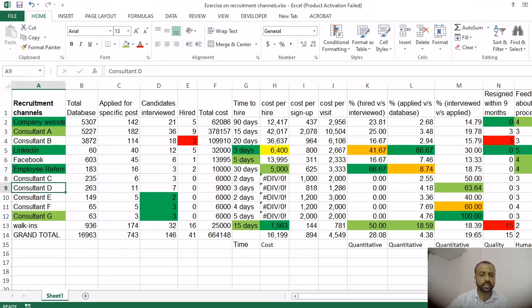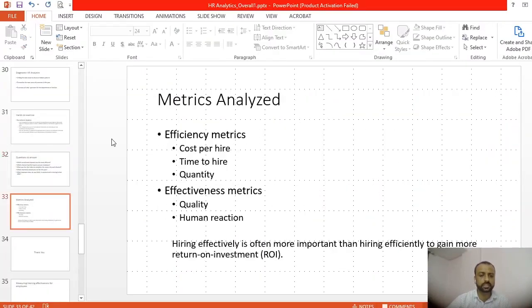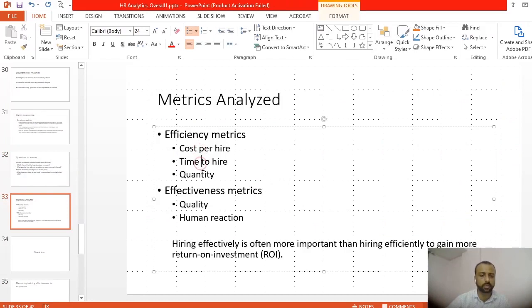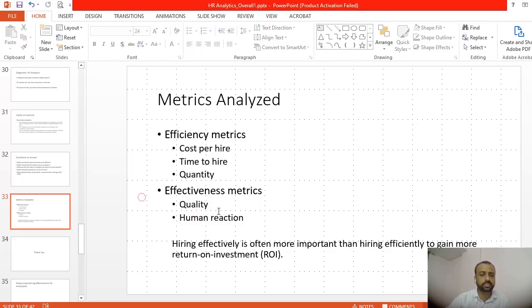Correct. Theoretically, I have the answer, which is that my efficiency metrics are cost per hire, time to hire, and the quantity of hire. My effectiveness metrics are quality of employees, which means the people who are designing. Let me not write anything because we are running short of time. And the last is human reaction, which is the feedback about the entire process.